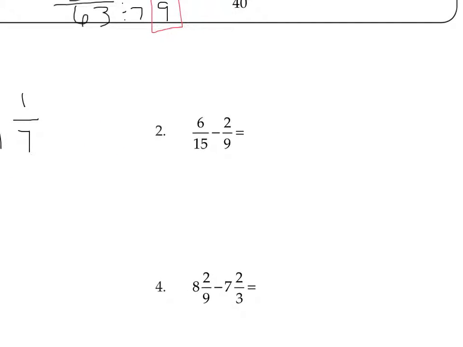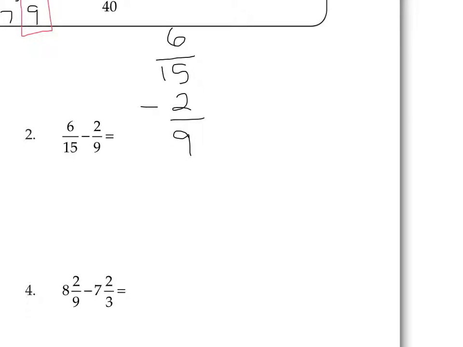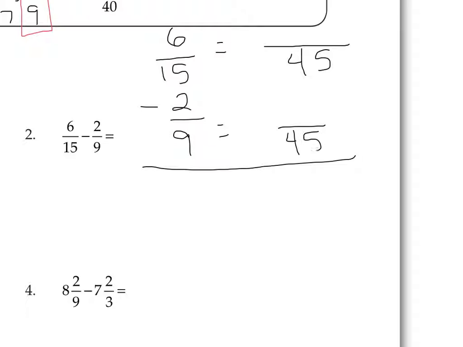These two fractions don't have the same denominator, so I'm going to write them vertically. 6 over 15 minus 2 over 9. And I'm going to change the denominator. The smallest number that 9 and 15 both go into is 45. So we need a change now. 15 times what gives me 45? Well, 15 times 3 is 45. So in the numerator, 6 times 3, whatever you do to the denominator, you have to do to the top. That gives me an 18 here.